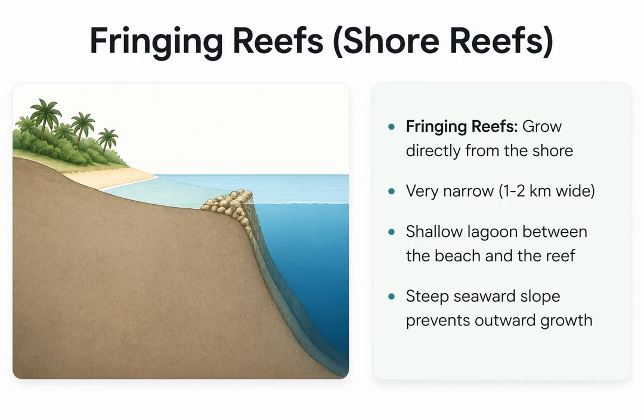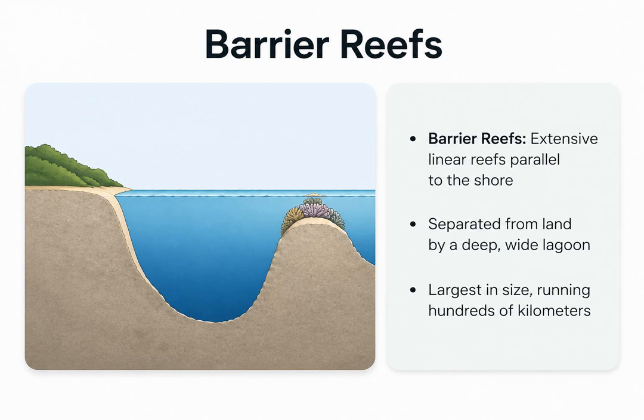The most common type is the fringing reef, also known as a shore reef. These grow directly outward from the edge of the land. They are relatively narrow, usually just 1 to 2 kilometers wide, with a very shallow lagoon separating them from the beach. Because the ocean floor drops off steeply on their seaward side, the coral cannot grow further out into the deep, cold water.